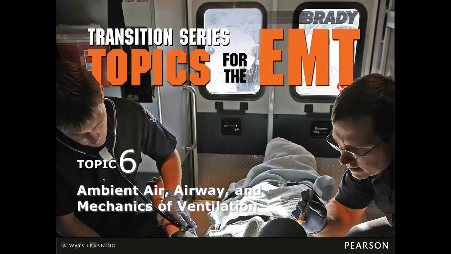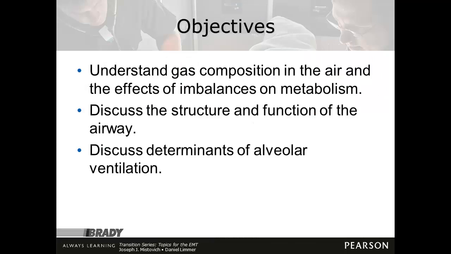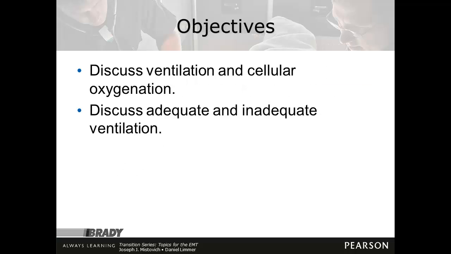This is the Transition Series Topics for the EMT, Topic 6, Ambient Air, Airway, and the Mechanics of Ventilation. Our objectives are to understand gas composition in the air and the effects of imbalances on metabolism, to discuss the structure and function of the airway, to discuss determinants of alveolar ventilation, to discuss ventilation and cellular oxygenation, and to discuss adequate and inadequate ventilation.